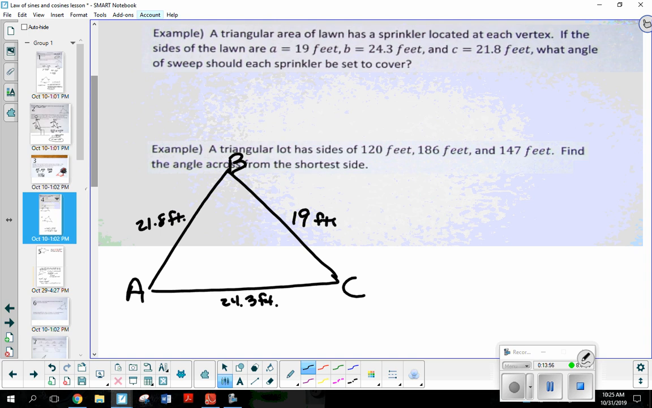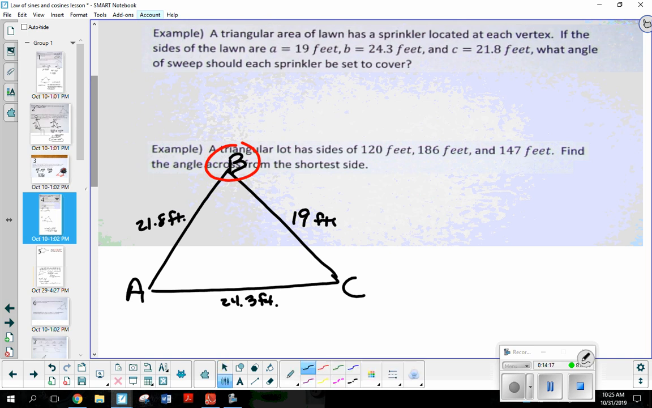But how am I going to know which of the 3 angles is the largest? Remember the characteristics from geometry. The largest angle is always opposite the longest side. So in this case, what am I looking for? I want angle B first. Okay. Angle B is across from the longest side, 24.3.